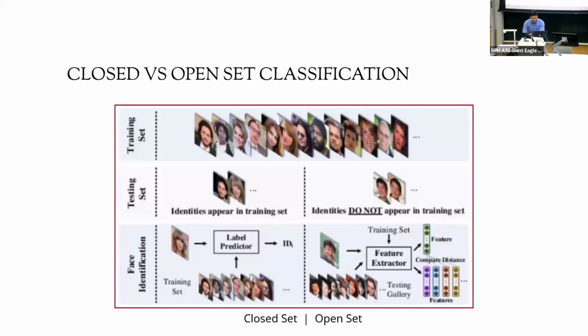So yeah, this is a pictorial example of the closed and open set, and the difference primarily here is that the identities, the people in the test set, are the same as in training for closed set, and we'll have new identities in the test set for an open set problem.